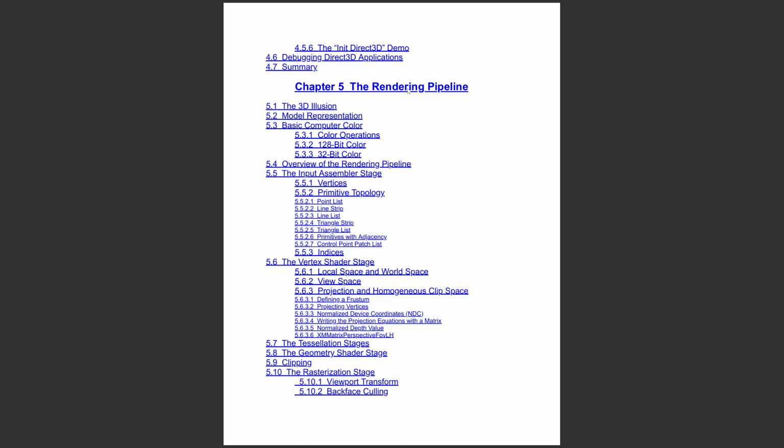Then we have triangle lists. Every 3 vertices describes a triangle in a one-dimensional array. And then we have primitives with adjacency. Some of the adjacency, I think, is in strips. And we have control point patch list. No idea what that is.